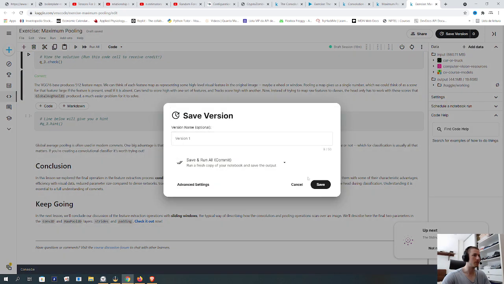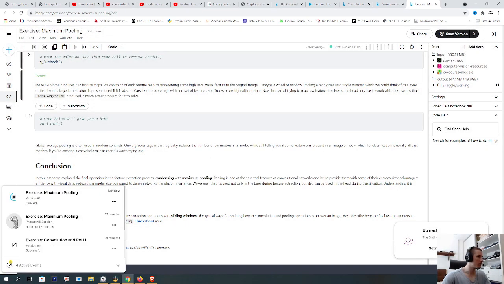Let me save this. Global average pooling is often used in modern convnets. One big advantage is that it greatly reduces the number of parameters in a model, while still telling you if some feature was present in an image or not, which for classification is usually all that matters. If you're creating a convolutional classifier, it's worth trying out.